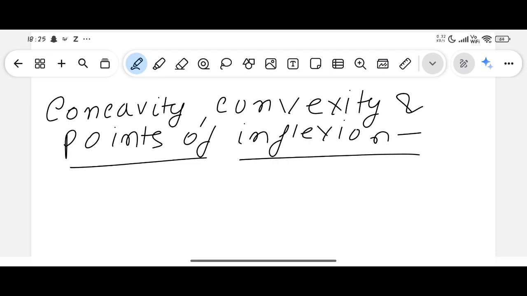Not in this video, but in today's video we will first learn about these three topics, which are concavity, convexity and points of inflection, and these three are the base, the roots of plotting a graph. Before we can plot a graph, we need to know about these three elements, and this will help us in plotting any graph.